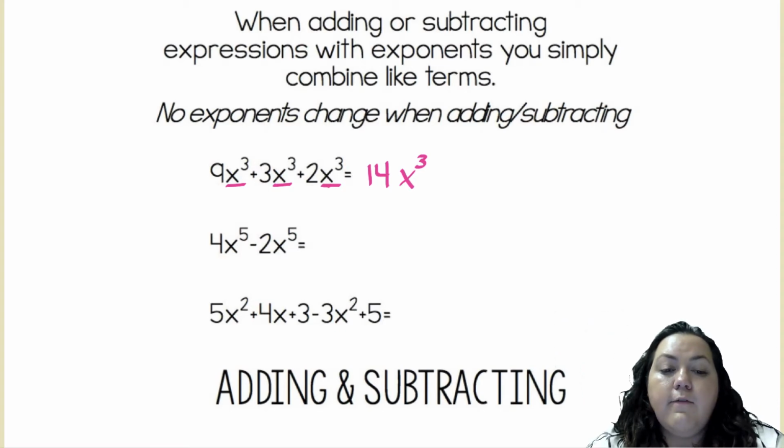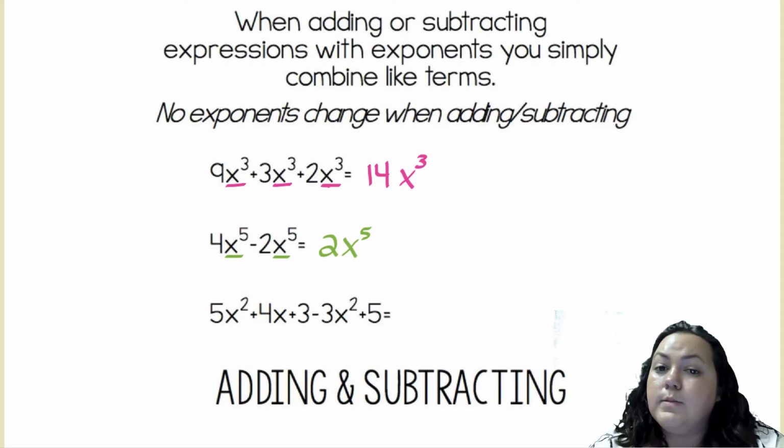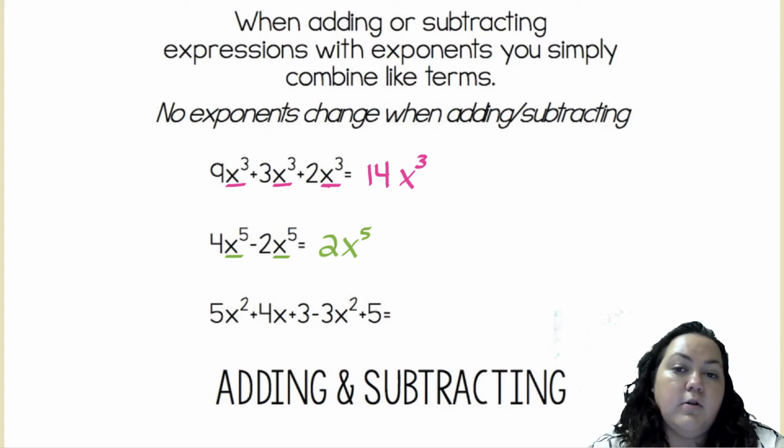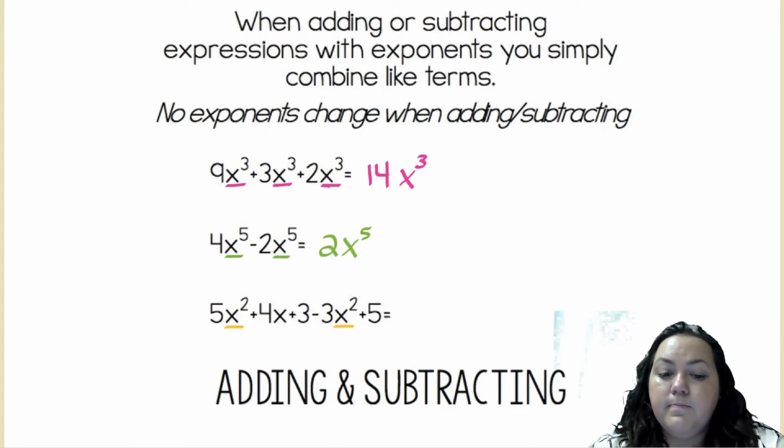And then in the next one, I have 4x to the 5th minus 2x to the 5th. Well, 4 minus 2 would give me 2x to the 5th. And the next one, I have 5x squared plus 4x plus 3 minus 3x squared plus 5. So I'm going to combine like terms, so they can only be matching. So I have x squares with x squares, x's with x's, constants, plain numbers, no variables, with constants.